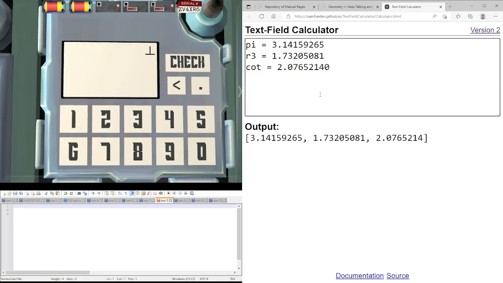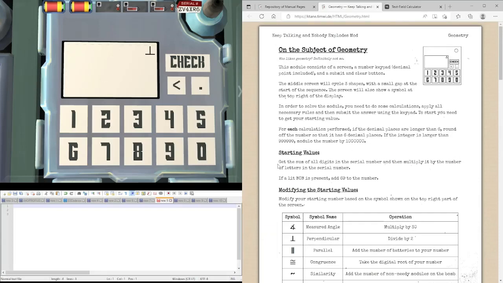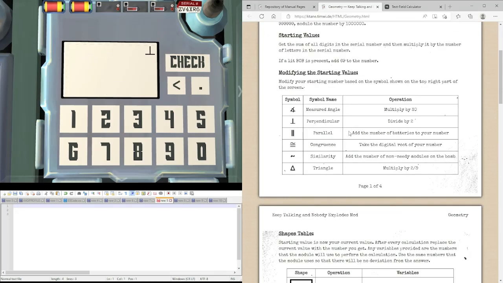So again, we have to calculate our initial value first. Get the sum of all digits in the serial number, that is 10, multiplied by the number of digits in the serial number. So we're going to be starting with 40. It's 4 plus 6, which is 10, multiplied by the 4 digits. We have 40, and we don't have a lit bulb, so we're not going to be adding 69 to it.